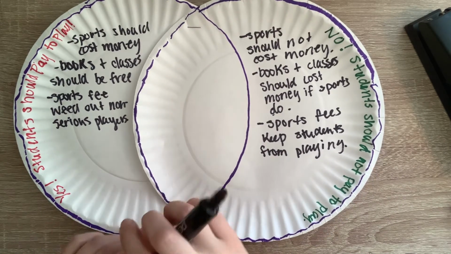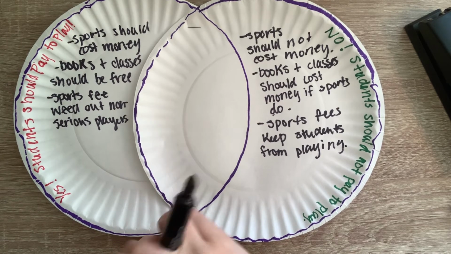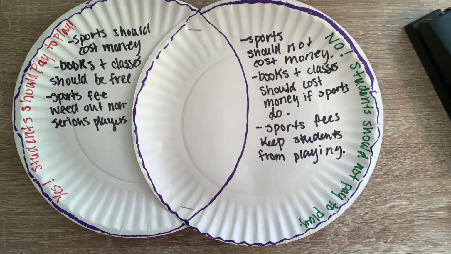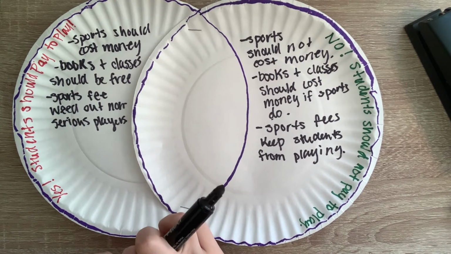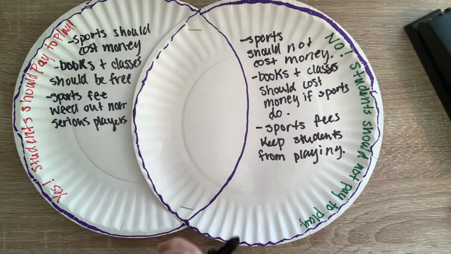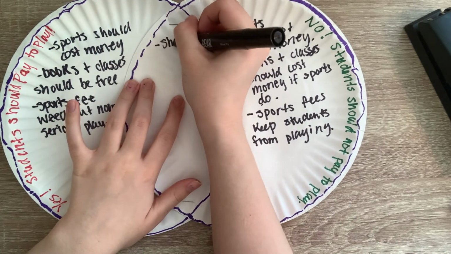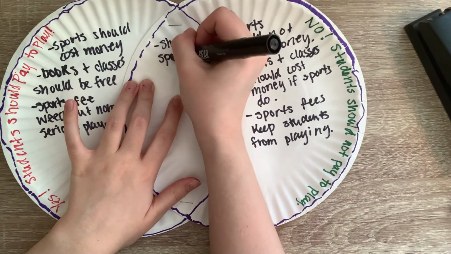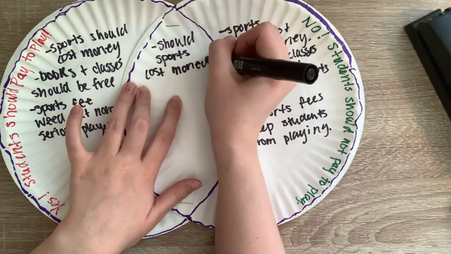Now that we have contrasted the stories, let's find the similarities between the texts. In what ways are the stories alike? Let's try to identify the main idea that both texts share. Write your thoughts in the middle oval. Can you guys come up with anything? The main idea I came up with was that both authors discussed whether or not schools should charge a fee for sports. To summarize, in the middle you can write, should sports cost money? As both authors discussed this.